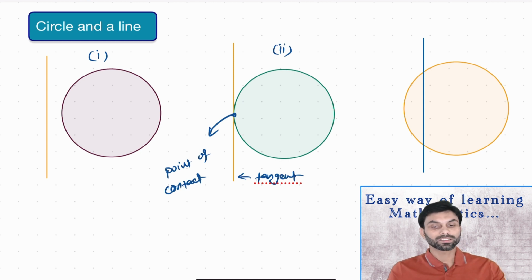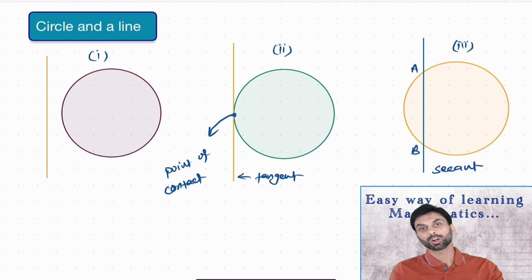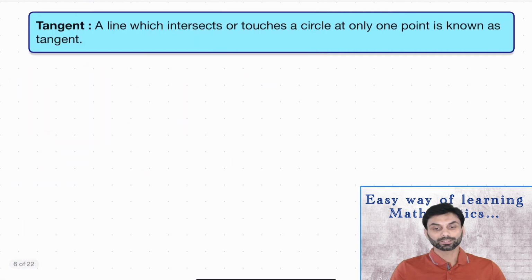Then the third case is where the line is intersecting the circle at two distinct points. In that case, we can say that this line is a secant of the circle. So a tangent is a line which touches the circle at one point only. A secant is a line which intersects the circle at two points. Moving to the next part.